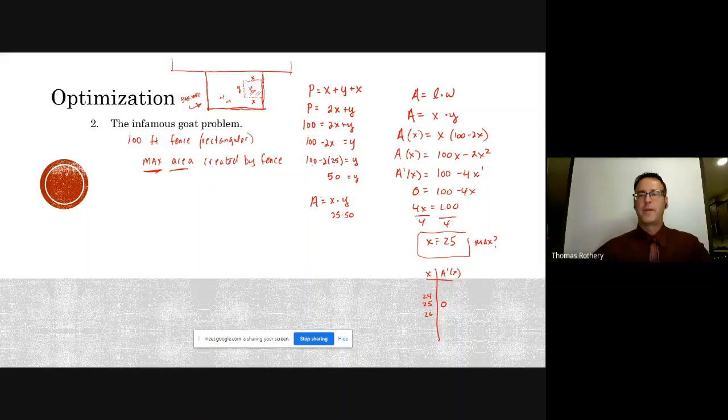If I plug 24 into this, which is my derivative, I'm going to get 4. And if you plug in 26, it's actually going to give you something a little bit bigger in the back, and when you subtract that from 100, you get negative 4. And so, yes, this is going to be a max. So at x equals 25, okay, it is a max.